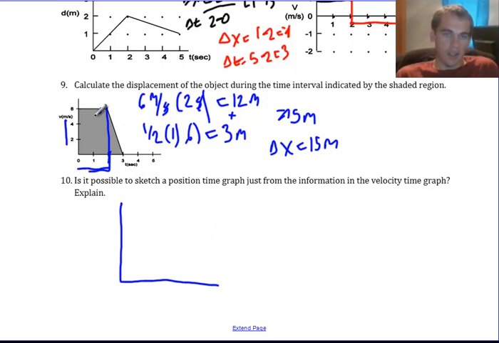For instance, if I wanted to go backwards from this and create the position time graph based on this velocity time graph, I would know that for the first 2 seconds I need a slope of 6, which is a fairly steep slope, right? So I just started right there at the origin, but that's exactly the same slope as if I'd started up here. So I don't know where the object is, I just know how far it's gone.